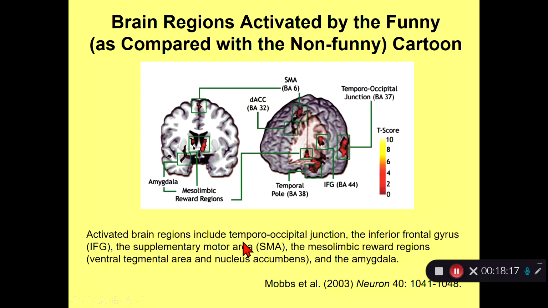Why were these various regions active? Well, again, temporo-occipital junction, inferior frontal gyrus, these are probably mirror neuron theory of mind regions. Supplementary motor area, that's involved in actually producing the mouth movements and throat movements associated with laughter. Mesolimbic reward regions, ventral tegmental area and nucleus accumbens, clearly pleasure. Amygdala, fear. Well, Mobbs interpreted that finding as follows.